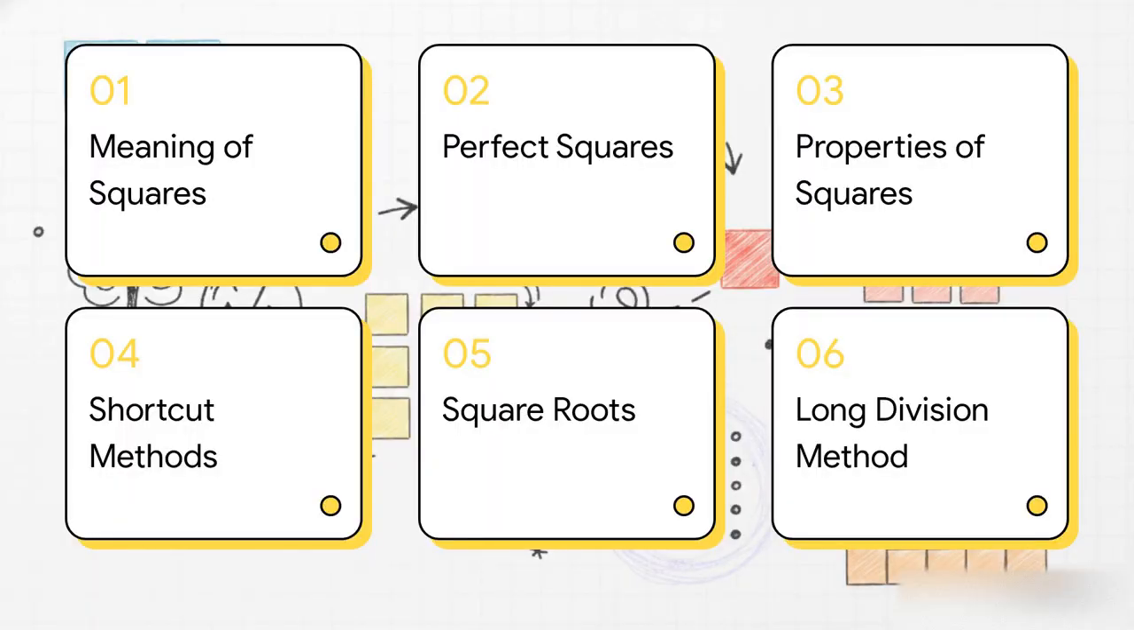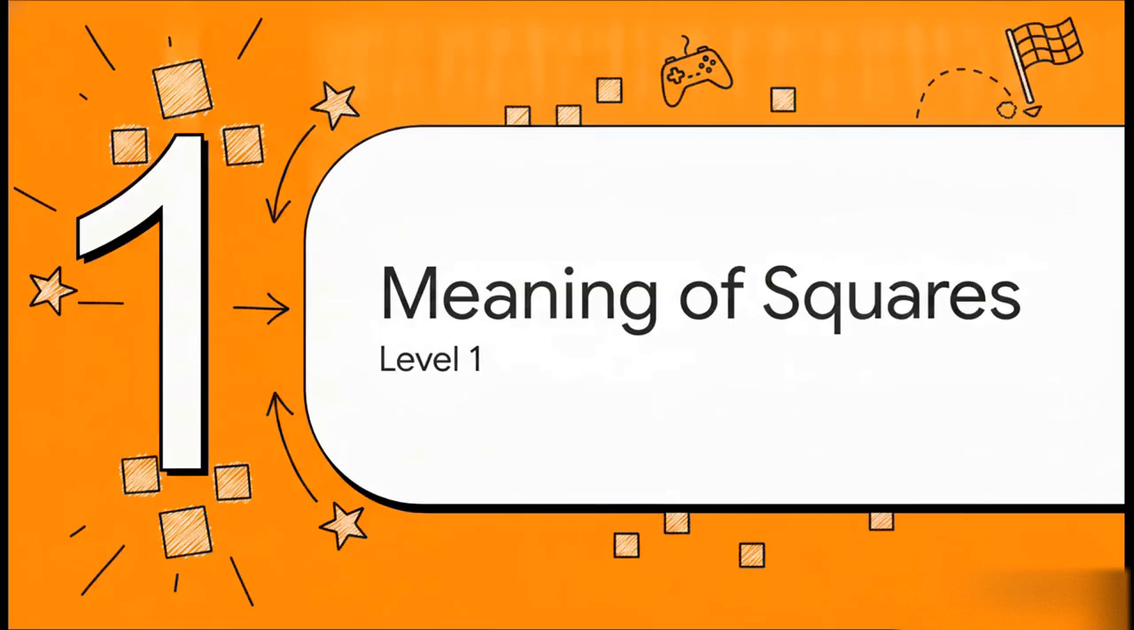Okay, consider this our official mission map. Today, we're battling through 6 levels: the meaning of squares, identifying perfect squares, properties of perfect squares, shortcut methods for calculation, understanding square roots, and finally, the ultimate boss, the long division method. All right, let's kick things off with level 1, the real meaning of squares.